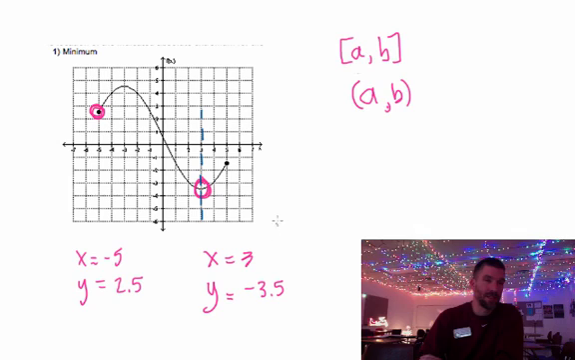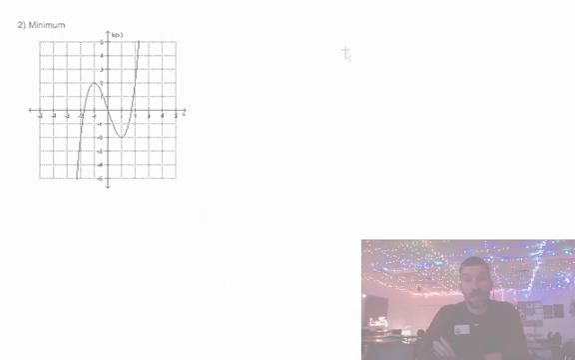Okay, so that's a little bit about minimum values. We'll look at a couple more examples here in just a second that also deal with minimum values. But these first few guys aren't too bad. All right, check out this bad boy right here.